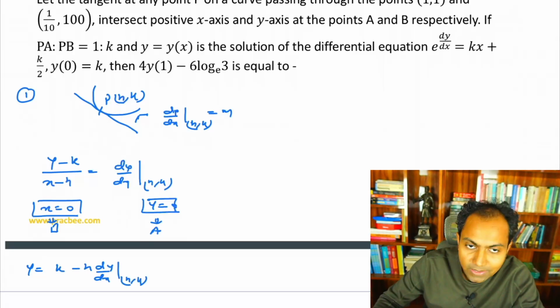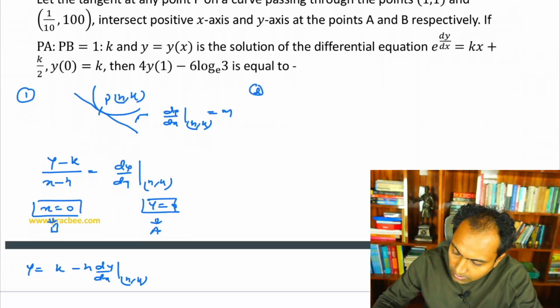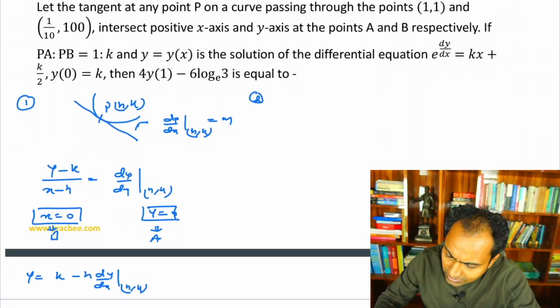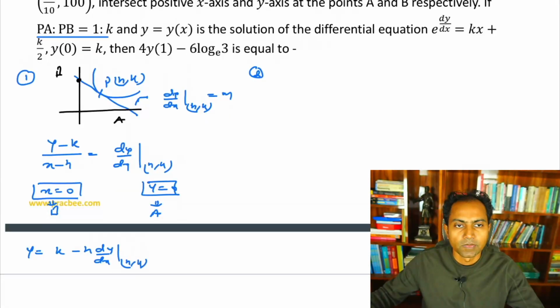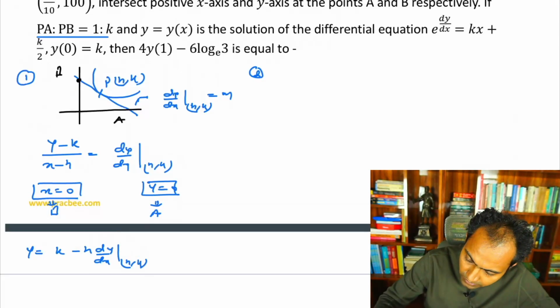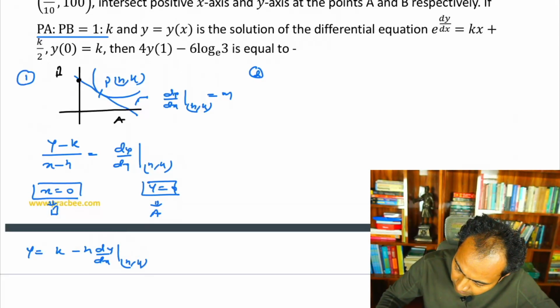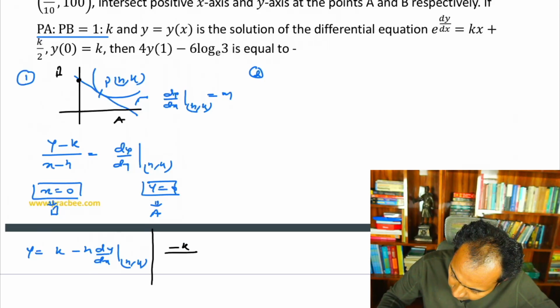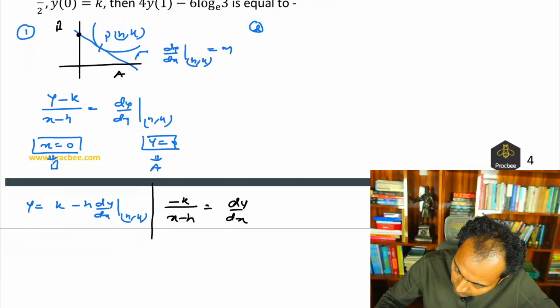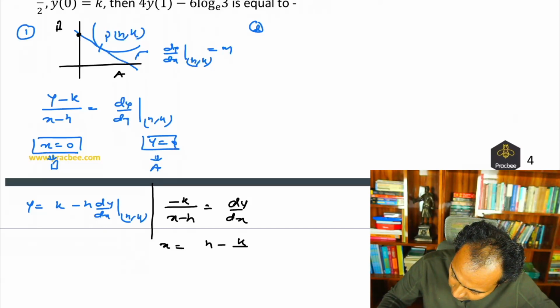Now in the next part, there is a condition given in the equation only, that is PA by PB. Now we can also figure out the value of x in a similar manner. So in the same part for the point A, I can put y as 0 and this will become minus k by x minus h is equal to dy by dx, or the value of x from here would be nothing but h minus k by dy by dx at (h, k).